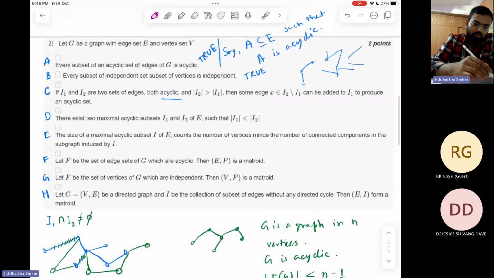So this is true. If I1 and I2 are two sets of edges, both acyclic, and the number of edges in I2 is strictly more than the number of edges in I1, then some edge must exist which is in I2 but not in I1, and that can be added to I1 without producing a new cycle. So this is true.